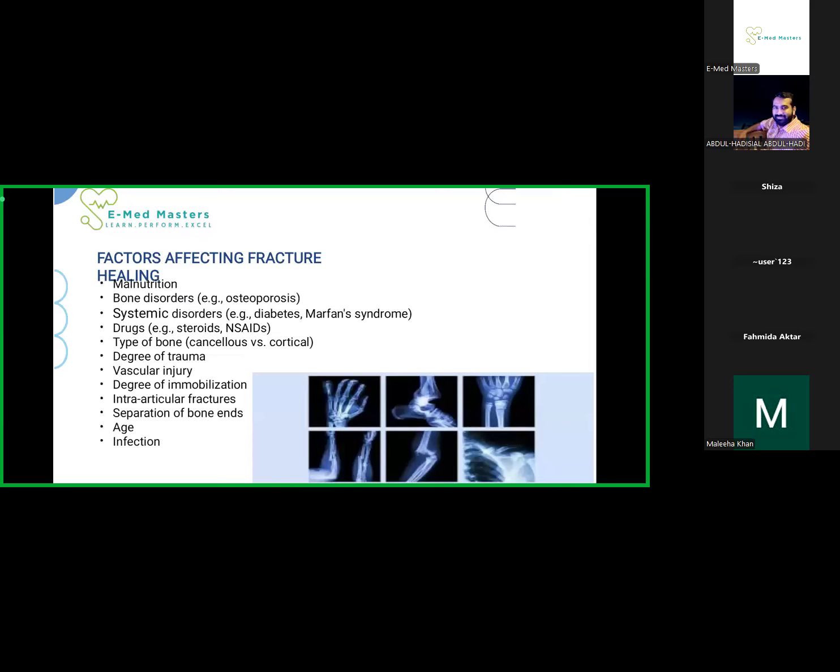So different factors affect bone healing, which include malnutrition, bone disorders, systemic disorders, drugs, type of bone involved, degree of trauma, and vascular injury, which is very important. With vascular injury, you have to see if the limb is salvageable. If the limb is salvageable, you have to revascularize. Other factors are degree of immobilization, intra-articular fractures, separation of bone ends, age and infection. In young children there are more chances of healing than in older patients.